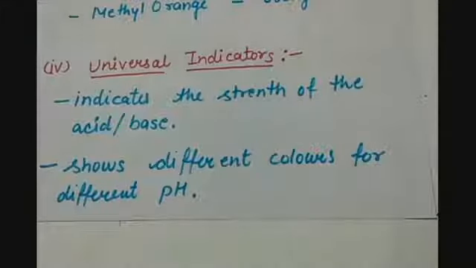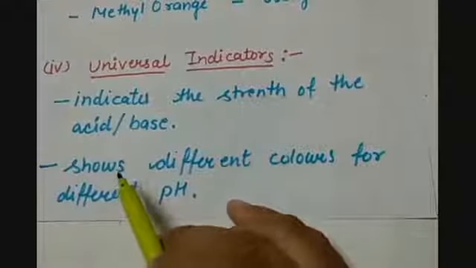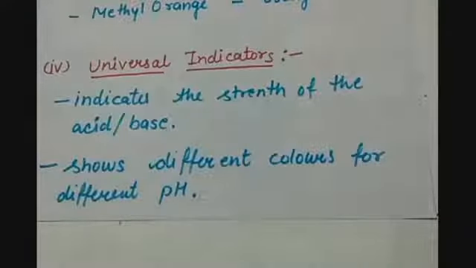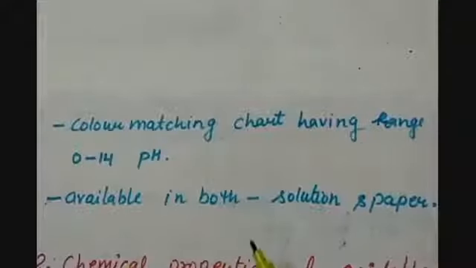So it not only indicates the nature of the acid or base, or the nature of the substance, but it also tells the strength of the acidic or basic medium, because universal indicators show different colors for different pH values. Different pH values mean the concentration of hydrogen ion in the solution. So that is the measurement of acidity or basicity of a solution.